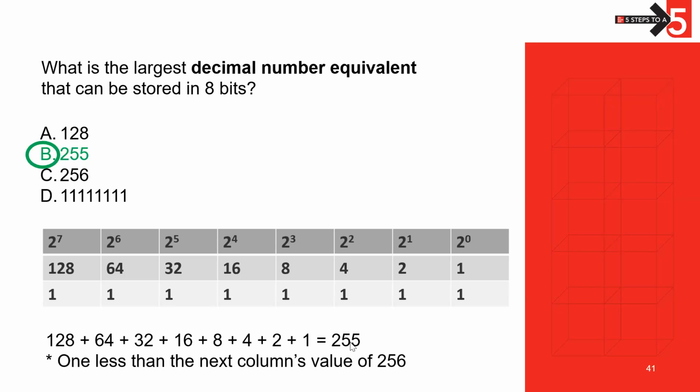Now, a shortcut way to always remember this is anytime you have all ones on the right, it's always 1 less than the value in the next column. So in this case, 128 doubled for 2 to the 8 is 256. So this is going to be 1 less than 256, which again is 255. It works just like our decimal system. When you get to 9, it's 1 less than the next column, which is our tens. When you get to 99, it's 1 less than the next column, which is our hundreds. So if that parallel helps you make that leap to binary, by all means, use it.